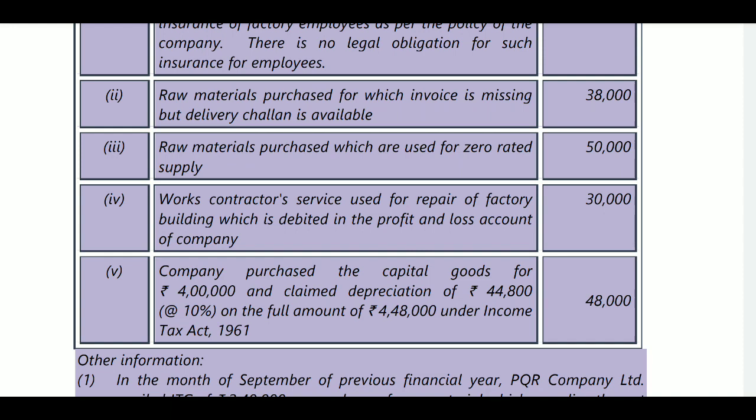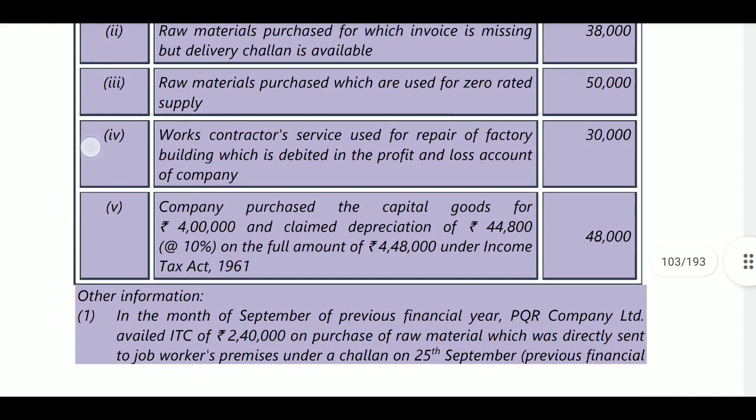So 30,000 will be allowable. Now 50,000 plus 30,000, 80,000 will be allowable. Next, the company purchased capital goods for 4 lakhs and claimed depreciation of 44,800. So 44,800 was claimed, and 10% of the full amount of 4 lakhs, 48,000, under the Income Tax Act. It has claimed 48,000.